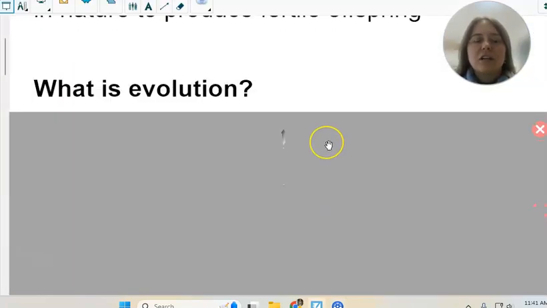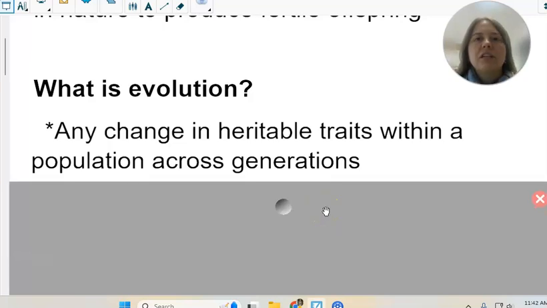Another important question is, what is evolution? Evolution is any change in heritable traits within a population across generations. So write that down and then let's talk about it. Heritable traits we know are the traits that can be passed down and based on genes, and then within a population. A population is a group of one species living in an area, and this is through time.